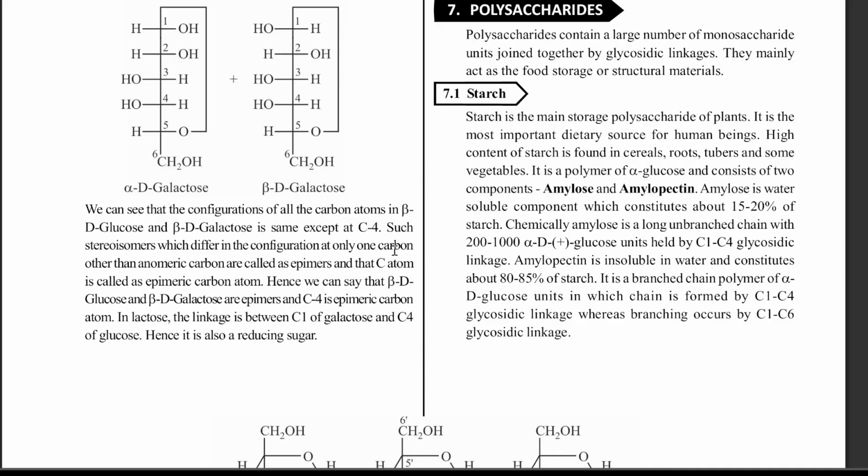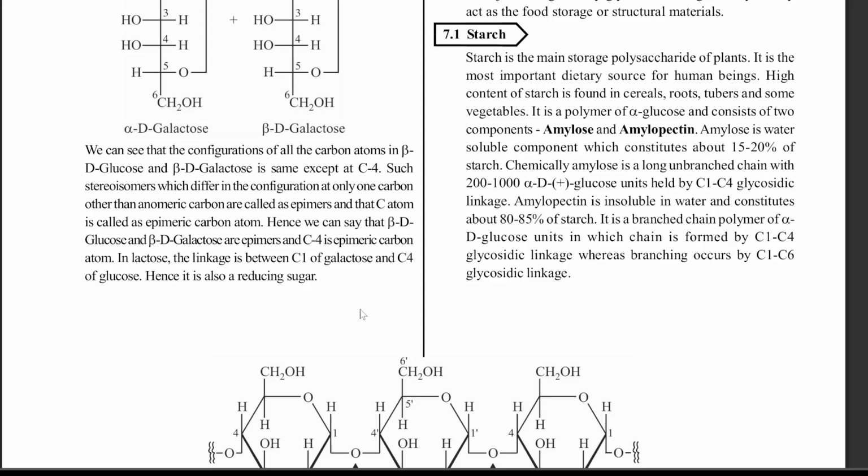Now we can see here that stereoisomers which differ in the configuration of only one carbon other than the anomeric carbon are called epimers, and that carbon atom is called the epimeric carbon. Hence we can say that beta D glucose and beta D galactose are epimers of each other. The linkage between C1 of galactose and C4 of glucose is present in the form of a glycosidic linkage. Again, the structures are not major for you. You only need to remember the structures of glucose and fructose.